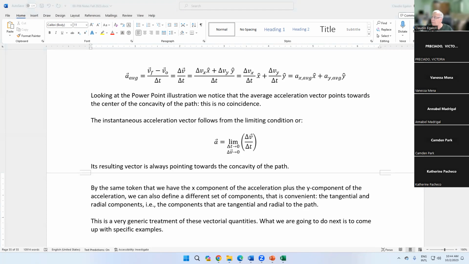How to determine the concavity of the path? Well, how to determine the concavity of the path is going to depend on the particular path. We are going to look at examples that have specific concavities.